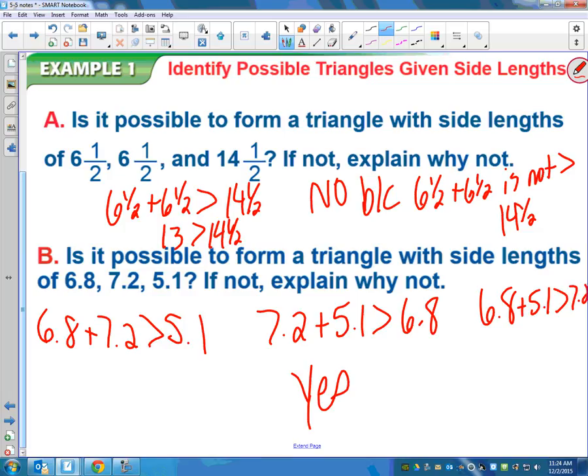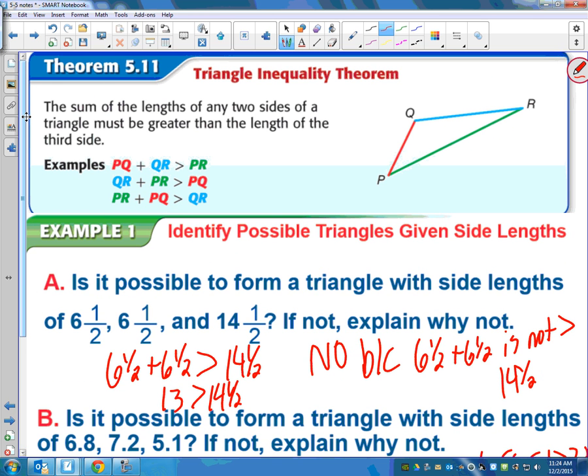You just have to make sure you check the box. Just because one might be true doesn't mean the other two are true. You know what I'm saying? Right. Once you get one no, one of them isn't true, the whole thing's false. So the theorem up here is all three of these have to be true in order to make a triangle. So that's why on the first one, once I got no the first time, I just stopped, because if one of these doesn't work, it's not a triangle.